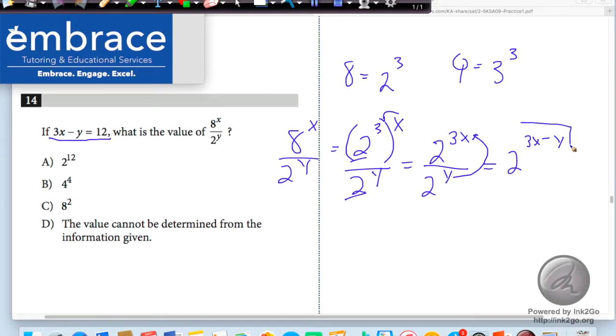But notice what we just did. Notice what we have now. We have the actual expression that they provide you in the very beginning.